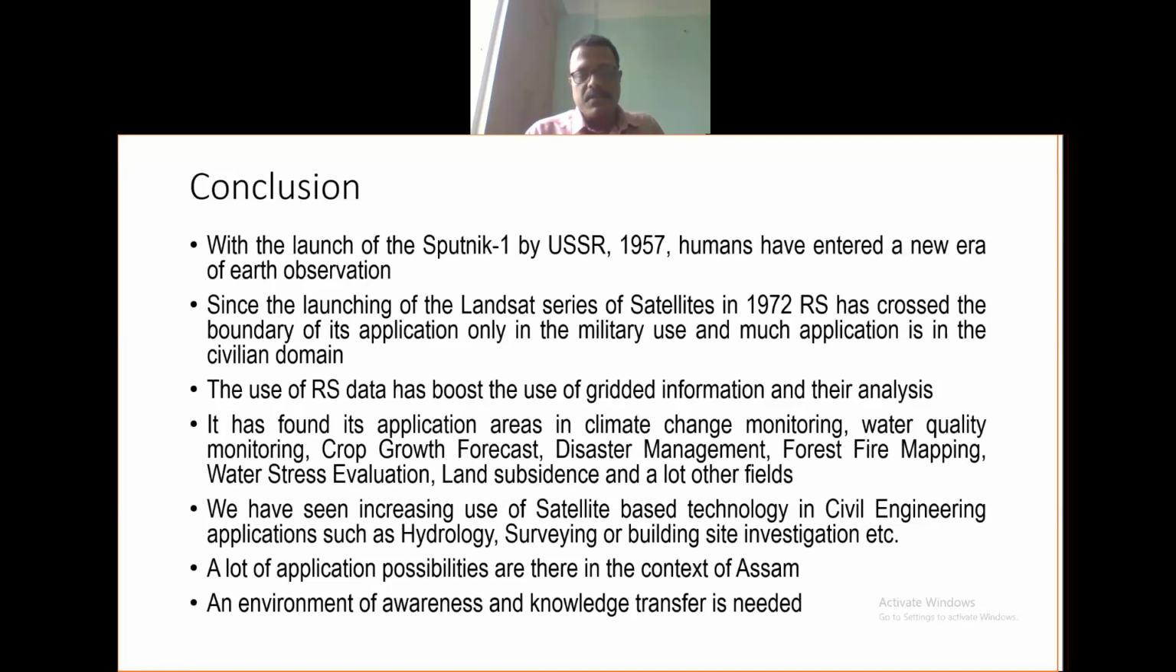So we have seen increasing use of satellite-based technology in civil engineering, particularly maybe hydrology, surveying, or building site investigations. These are just a few application areas. In particular, in case of Assam, a lot of application possibilities are there, but they have not really been utilized to their greater potential. So that is where we need a lot of people who are really willing to come forward and bridge this gap between the science and the end beneficiaries. I hope if you learn this subject, you can fill up this gap.